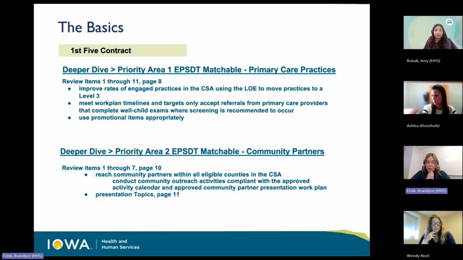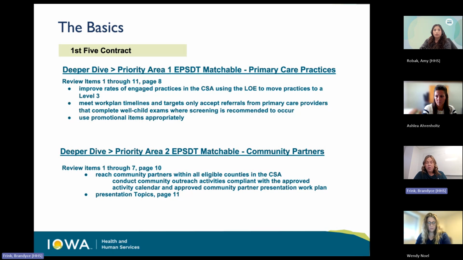Under priority area 2, that's working with our community partners. So we're going to switch from working with that primary care focus to our community partner focus. Two big focus areas that I like to pull out, especially on the front end of getting to know your role in this work, is that you're going to be reaching community partners within all eligible counties in your CSA. So there is an expectation that you either have a community coalition that you work with, or a community partnership group that you attend, in all eligible counties in your CSA.